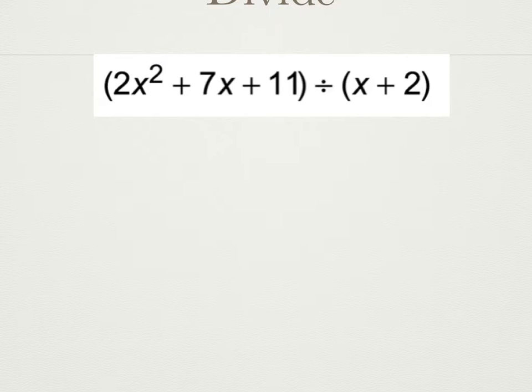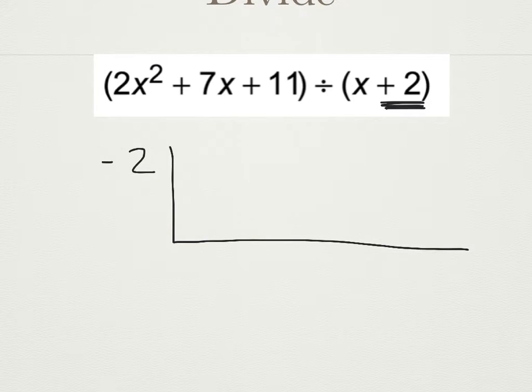Okay, so we take what we're dividing into and we change the sign. So on the outside, we're going to have -2. On the inside of our box, we're just going to write our coefficient. So we have 2, 7, and 11. So 2, 7, and 11.